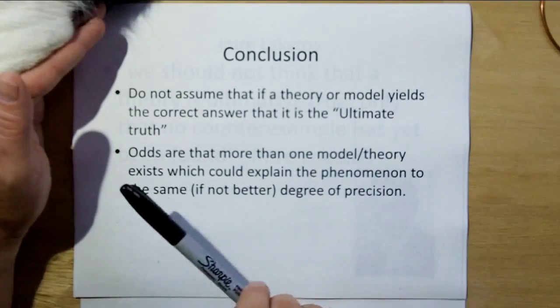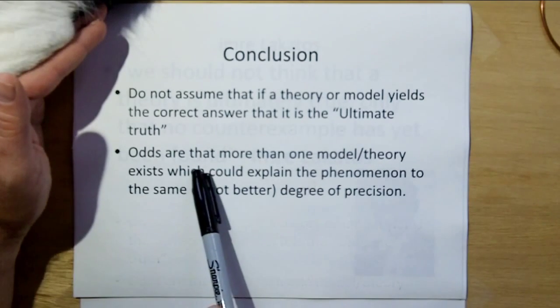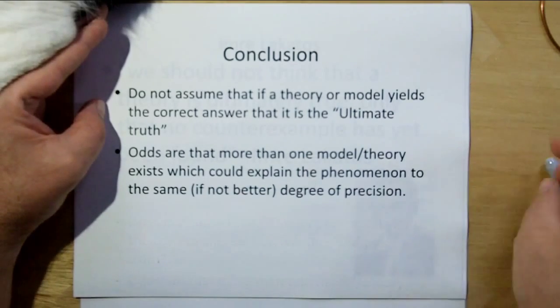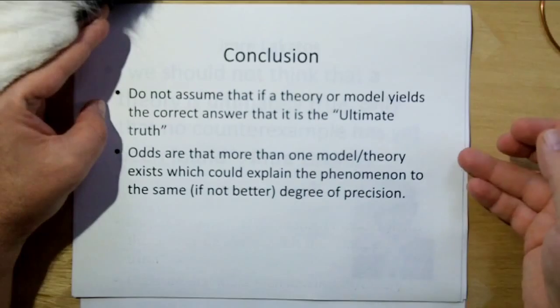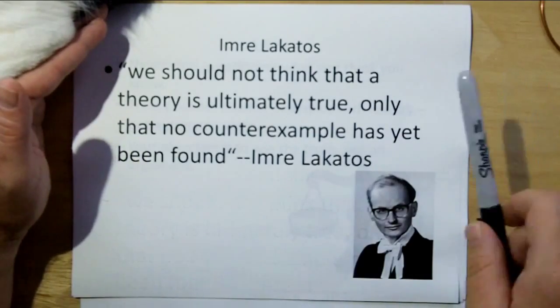So don't assume that if a theory or model yields the correct answers that it is the ultimate truth. Odds are that more than one model or theory exists which could explain the phenomenon to the same, if not a better, degree of precision. So it is very, very poor form to assume that we know something irrefutable.